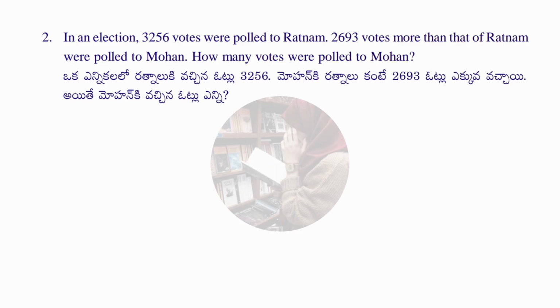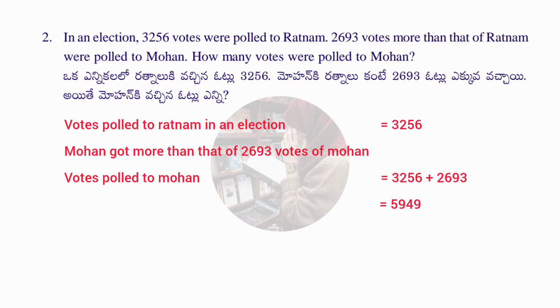In an election, 3,256 votes were polled by Ratnam. Then 2,693 votes more than that of Ratnam were polled to Mohan. How many votes were polled to Mohan? Okay, write down the answer. Votes polled to Ratnam in an election is 3,256. Next, Mohan got more than that of Ratnam, which are 2,693. Now we have to say how many votes polled to Mohan, means we have to do the addition. 3,256 plus 2,693. If you do the addition, you will get the answer as 5,949. So total votes polled to Mohan is 5,949. Understood, guys? Okay. Write it down neatly. Pause the video and write it down without any mistakes.